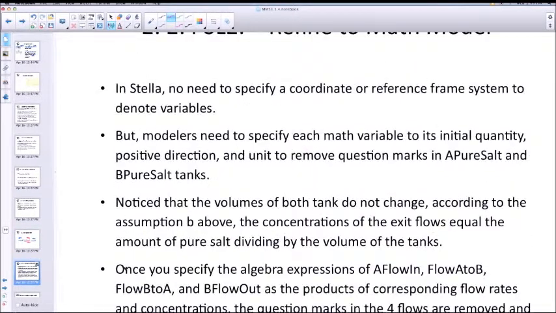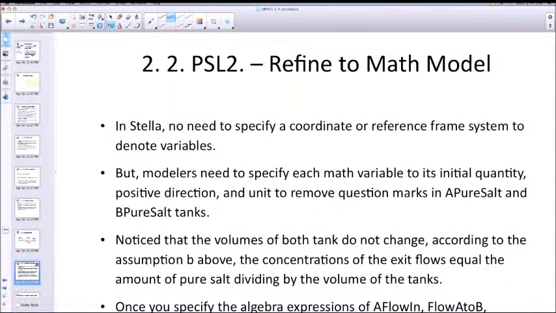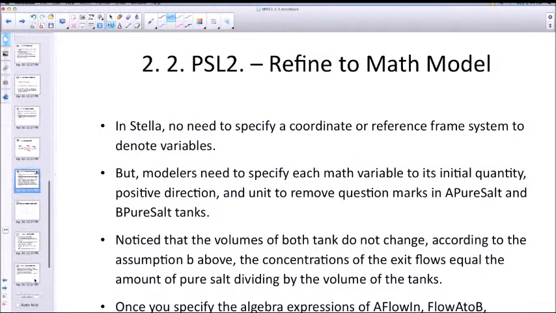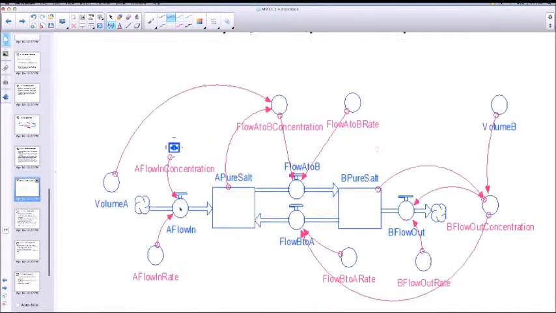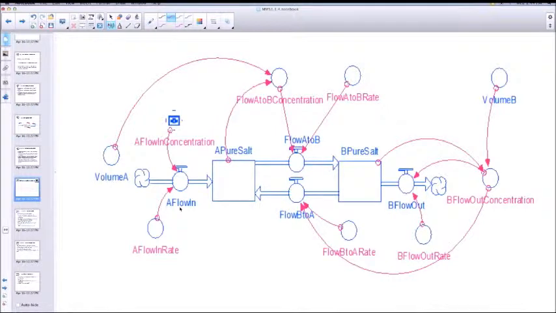And once you draw this model, you refine it. You answer the question marks, and then you build this Stella model, which has all this volume, concentration, the speed, speed out. Those we call converters. It's nothing more than the information, and those connections are the information flow, and then you answer the questions right here. Then you finished your math model.